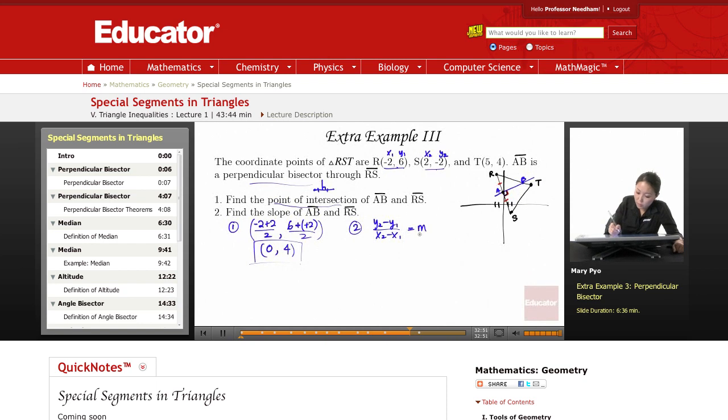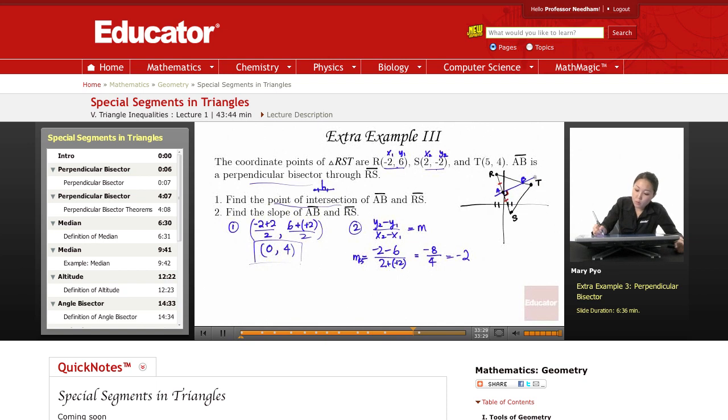So y2 minus y1 is -2 minus 6. And this is the slope of RS, right? And then x2 minus x1 is 2 minus negative 2, which is negative 8 over, this becomes plus, so it's 4, so this is negative 2. The slope of RS is negative 2.